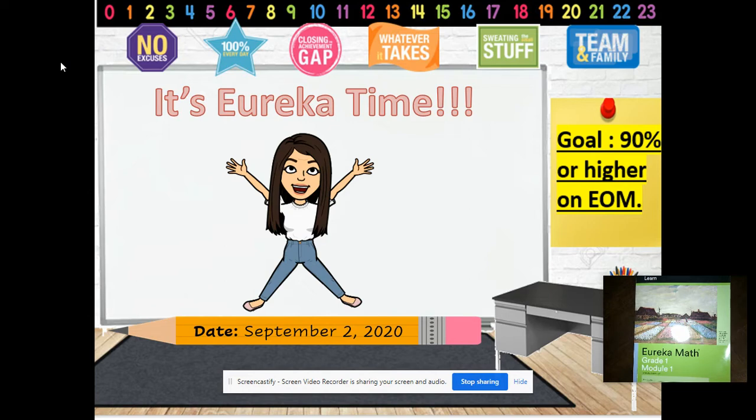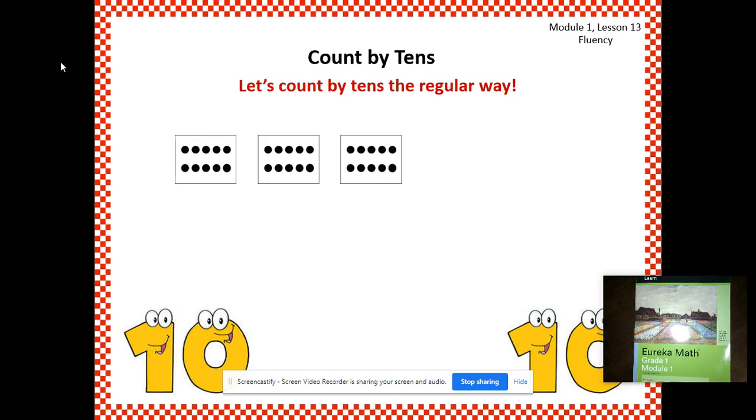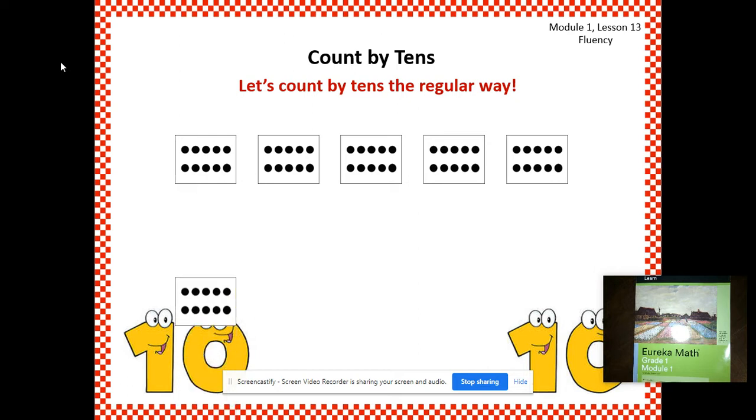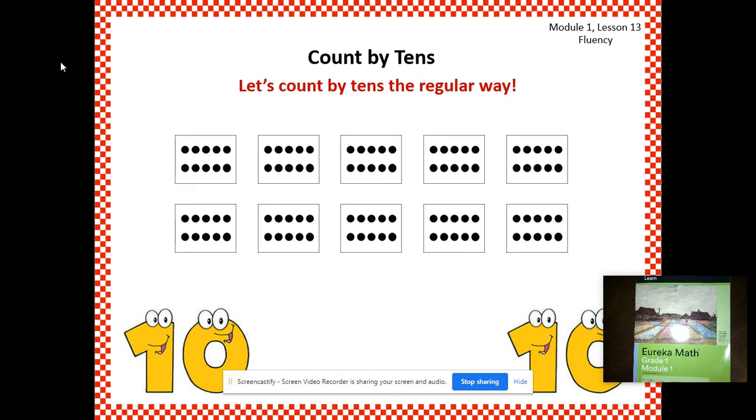So let's start. We're going to start with our fluency and we're going to count by 5 tens. So count with me: 10, 20, 30, 40, 50, 60, 70, 80, 90, 100. Awesome job, boys and girls.